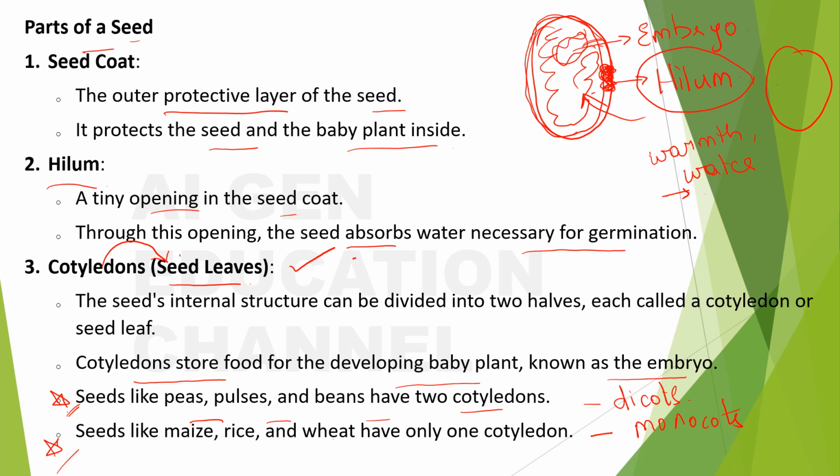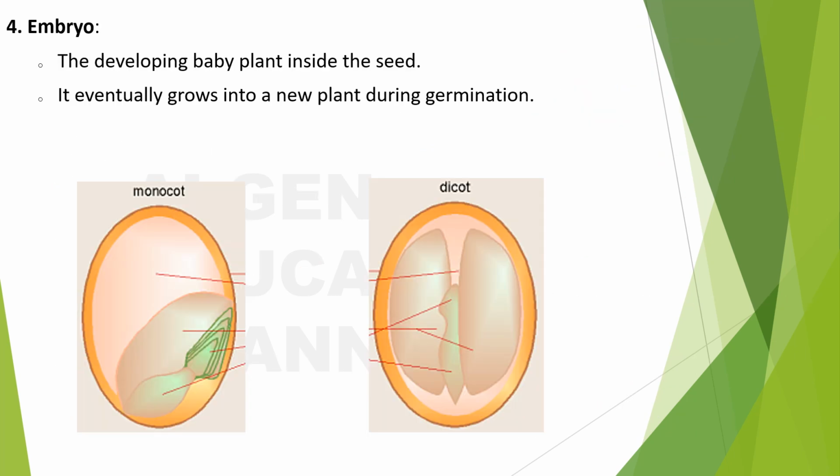Okay, next. Here you can see it. Monocot, dicot. The monocot will be something like this. A single cotyledon will be there. And here, dicotyledon. When you can divide it into two. And the examples were also mentioned earlier. Now we shall see the embryo. What is an embryo? The developing baby plant inside the seed is called the embryo. We have already seen it earlier, right? It eventually grows into a new plant during germination.